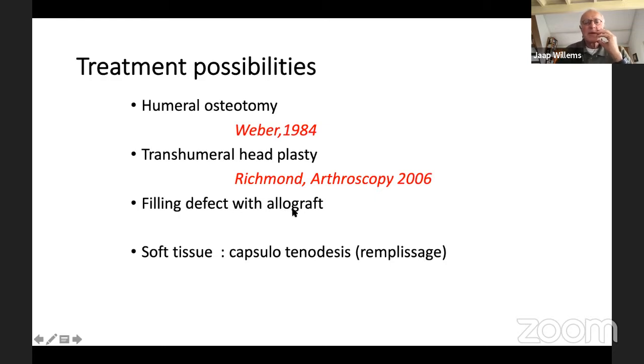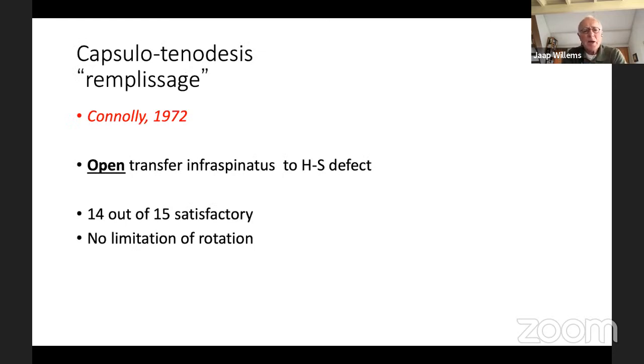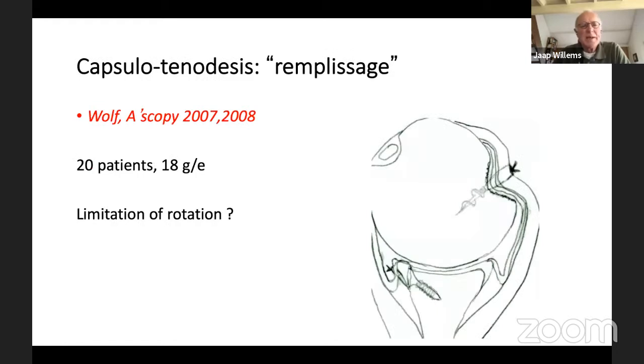Interestingly, it was introduced by Gerber, if it enlarges the effect. I will come to that a little bit later. But that is now so popular, the remplissage technique. Connolly was the first to discuss it. He did an open transfer of the infraspinatus to the Hill-Sachs defect, with 14 out of 15 satisfactory. He described that he didn't see any limitation of rotation.